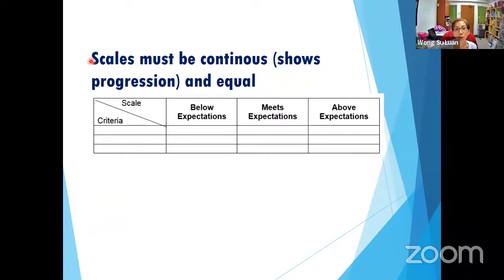Scales must be continuous, show progression, and be equal. You have 3 scales here, and they should be equal in your scores. But I actually have seen some lecturers decide that above expectations, they don't have equal scores. I wouldn't say it's wrong. It really depends on your style.